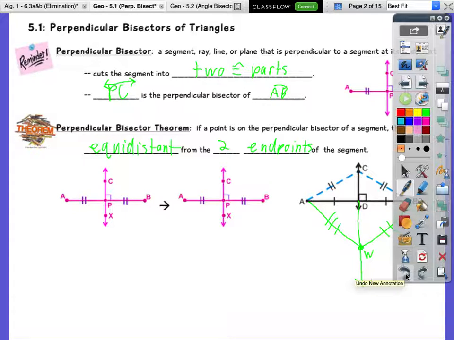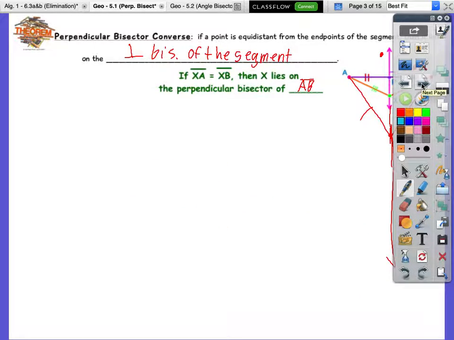Hey, so everybody listen up now. So in 5.1, we talked through a lot of this so far. We talked about perpendicular bisectors. We said it's a segment, ray, line, or plane that bisects a segment into two congruent parts and is perpendicular to that segment. So we had the perpendicular bisector theorem saying if a point is on the perpendicular bisector, like point C, then it's equidistant from the two endpoints of the segment. Then we have the converse of that, saying if the point is equidistant from the two endpoints of the segment, then it's on the perpendicular bisector.